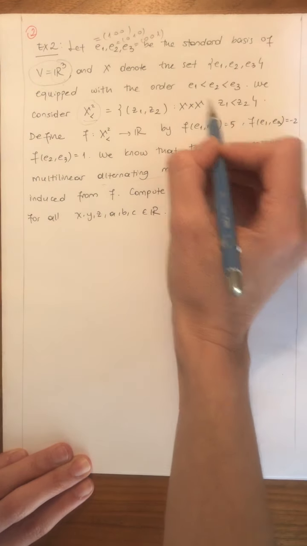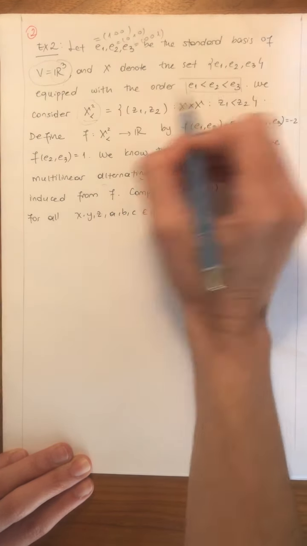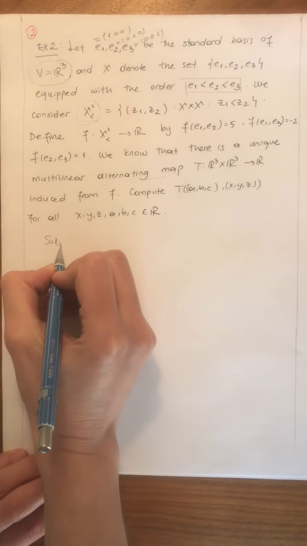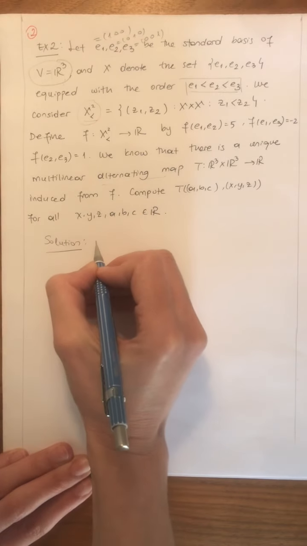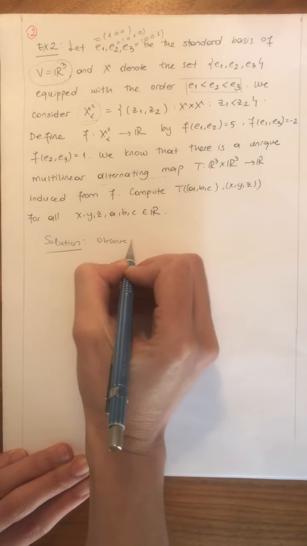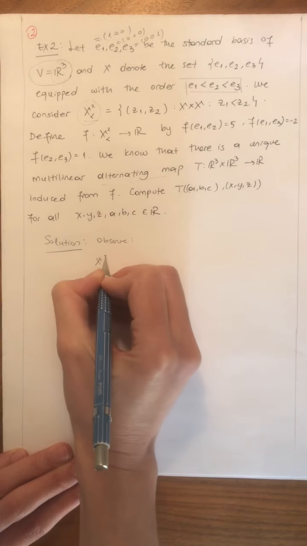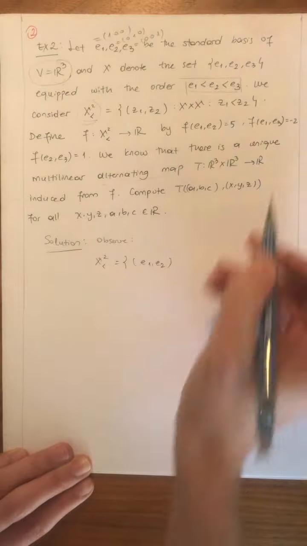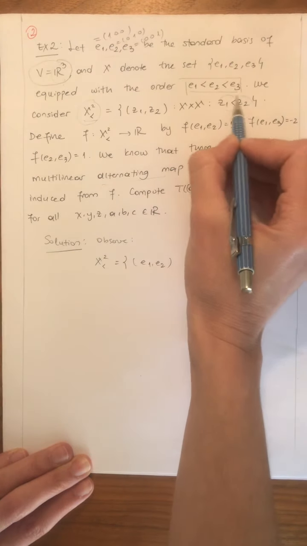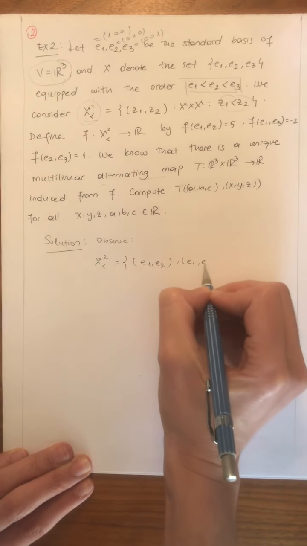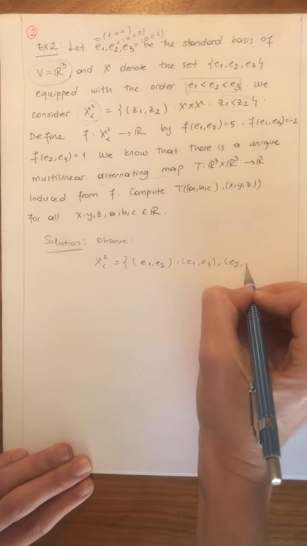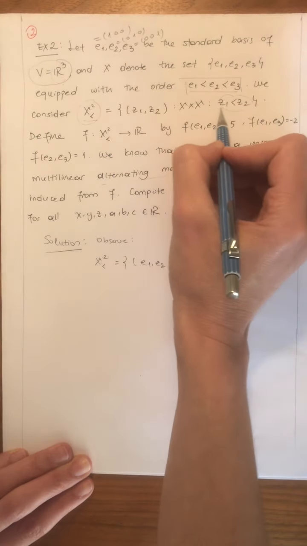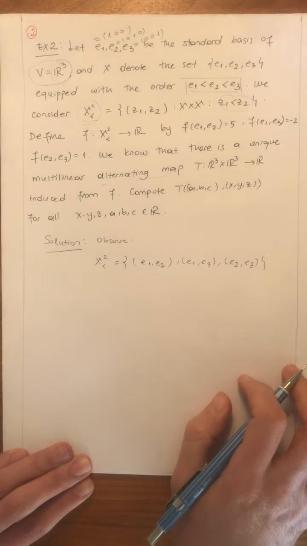which is determined by the order we put in the first explanation. So now we observe that actually this set can be defined as E1, E2, because E1 is less than E2. And it contains E1, E3 and E2, E3. For instance, E3, E2 is not here because E3 is not strictly less than E2.